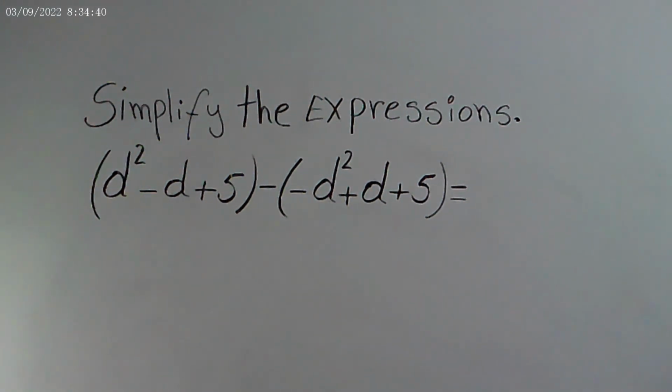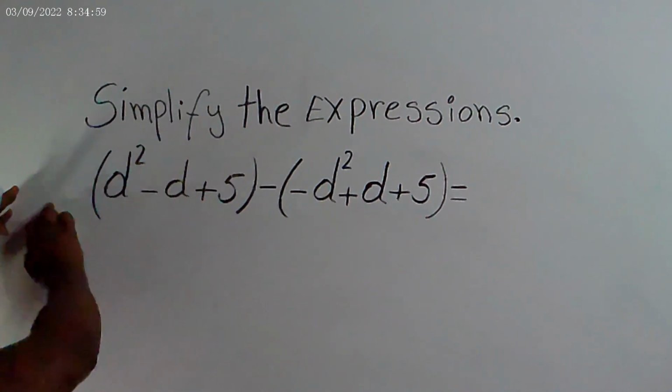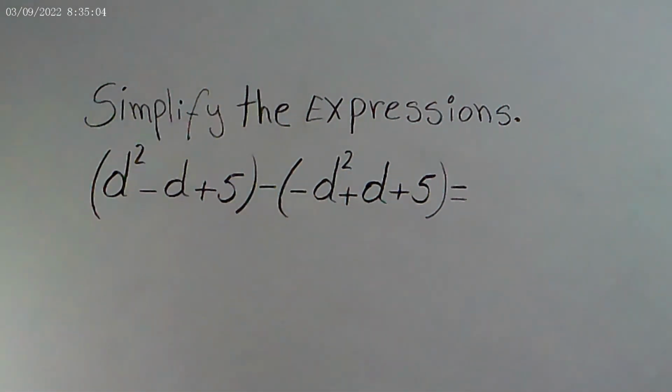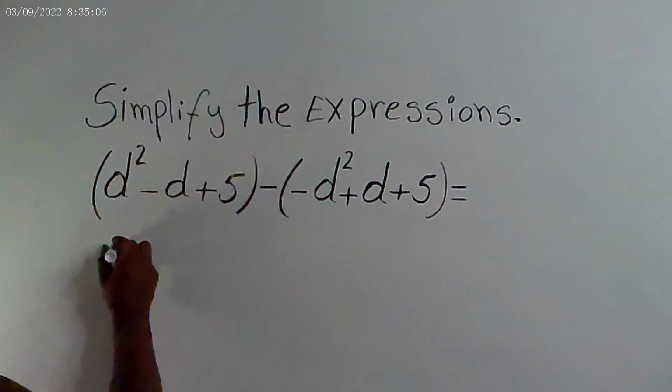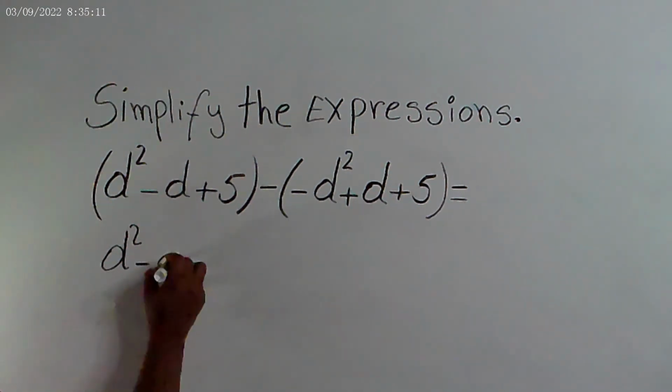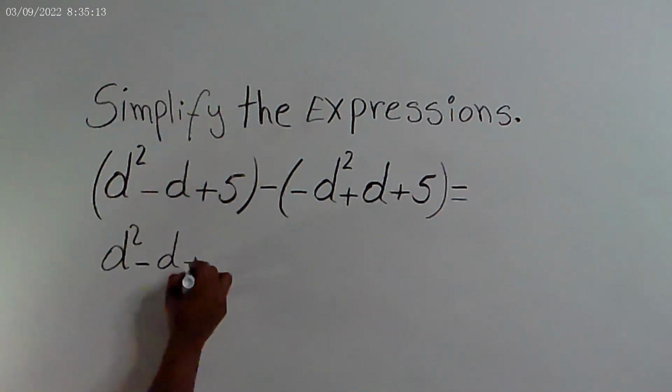So first thing we are going to do, we're going to take out the parentheses. Okay? Don't forget, when you take out the parentheses, you need to check the sign of the number. So you're not going to have any mistake on it. Okay? So for the first one, you don't have any number in front or any sign in front. It's going to stay just like this. You have d squared minus d plus 5.